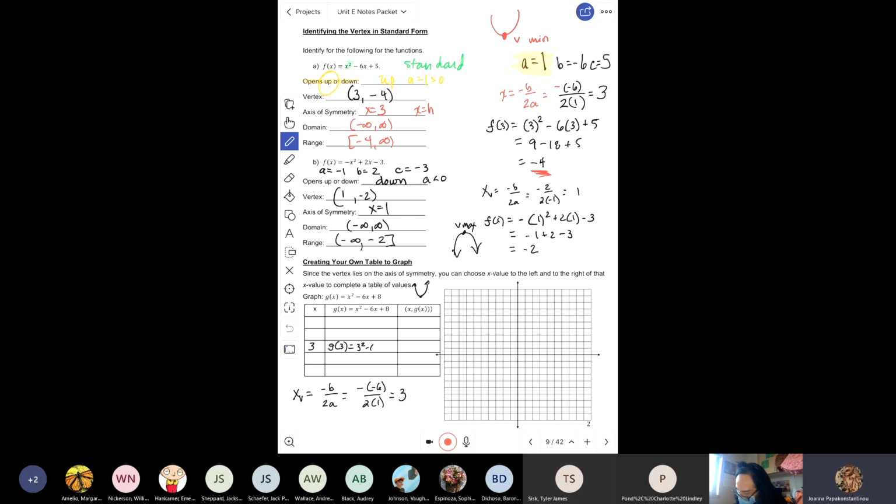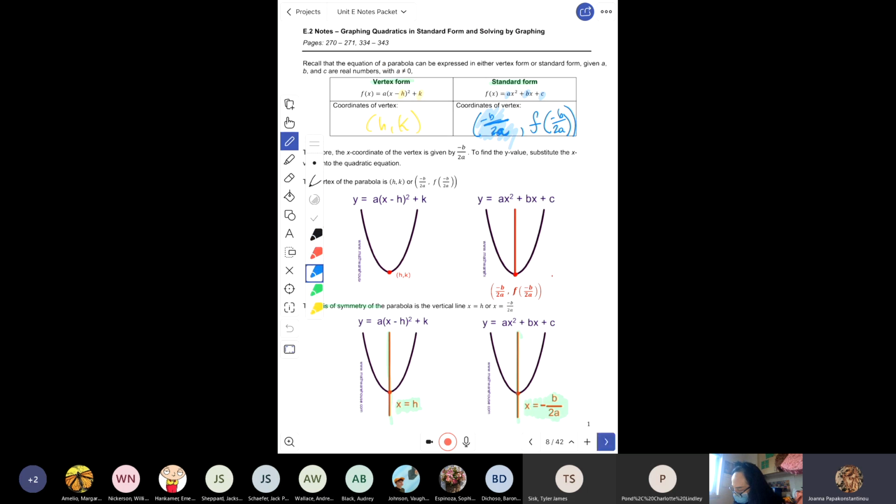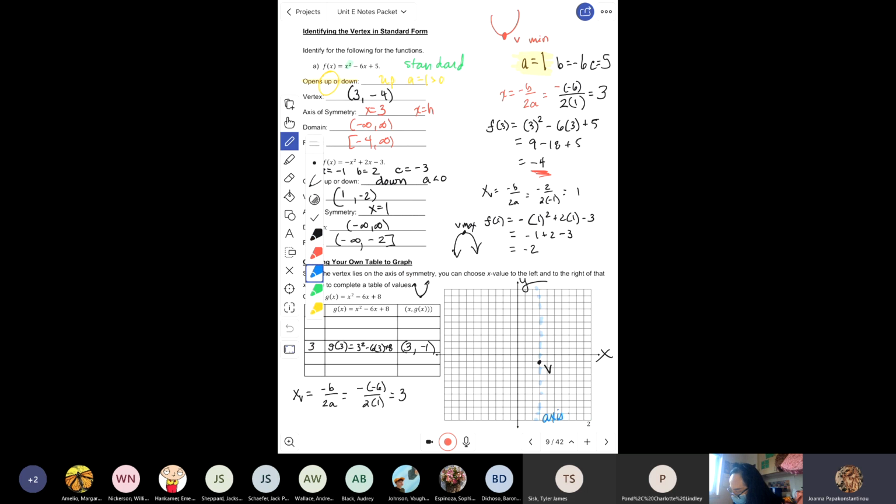So I have 3 squared minus 6 times 3 plus 8. So when my input is 3, my output is what? -1. Let's plot our vertex. 1, 2, 3, -1. There is my vertex. Label your axes. Now, I also know my axis of symmetry is going to pass through that vertex. So I'm going to do a dotted line and say my axis of symmetry, because when we're graphing, we want to label everything. So x equals 3 is my axis of symmetry.